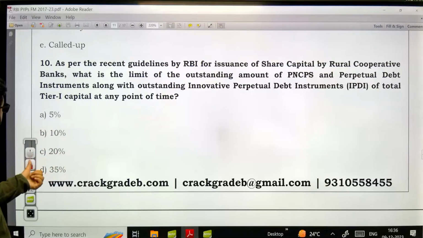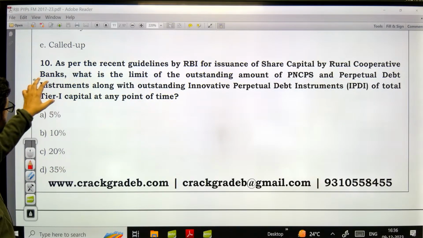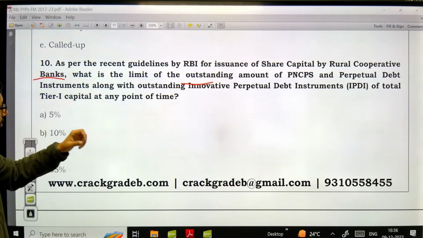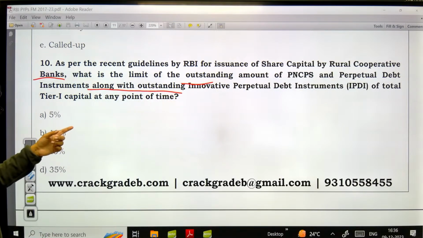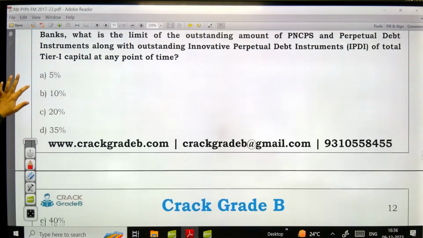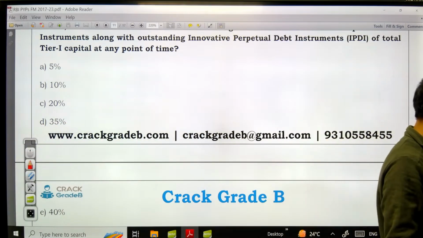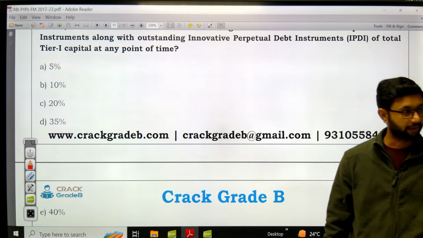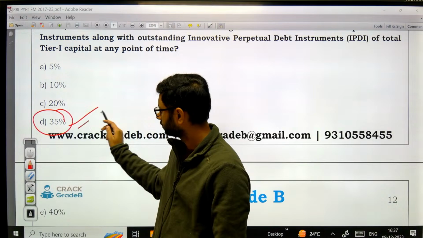As per recent guidelines by Reserve Bank of India for issuance of share capital by rural cooperative banks, what is the limit of outstanding amount of P and CPS along with outstanding innovative perpetual debt instruments? 5, 10, 20, 35 and 40. What is the correct answer? Yes, correct. 35% is the correct answer. Well done.